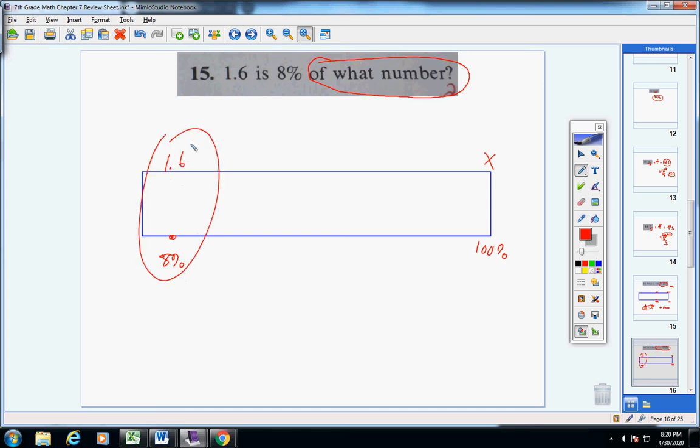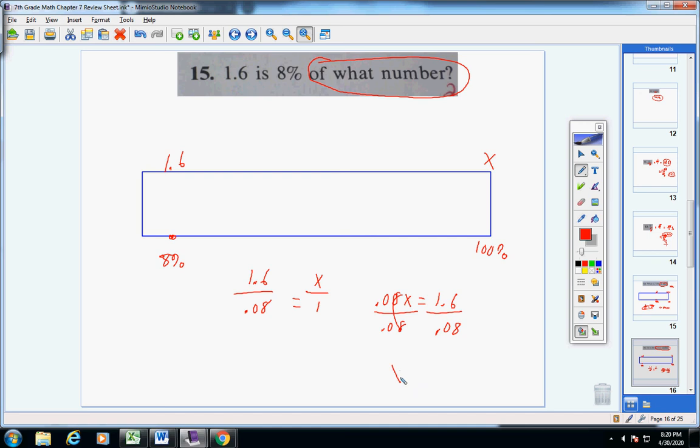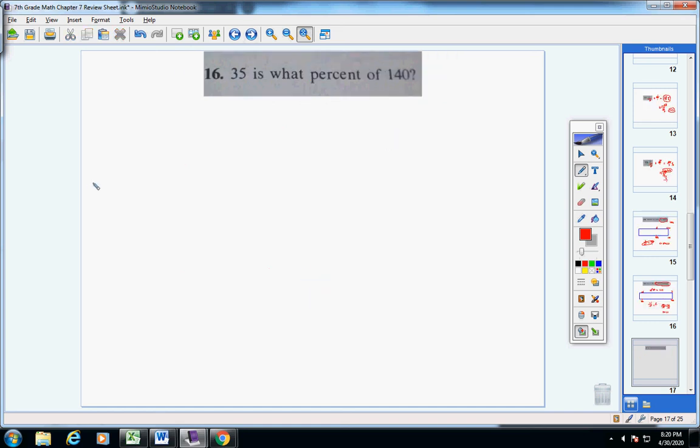So here's your first ratio right here. 1.6 over 0.08. Here's your next ratio here. X over, move your decimal 2 places, over 1. 0.08 times x equals 1.6 times 1. And guys, that's what we just did. We just divided 0.08 into 1.6. So I'm not going to do it again. We just did that. And remember, we got 20. So either method works as long as you remember your of number is always your what? 100%. Okay? All right, number 16. Here we go.